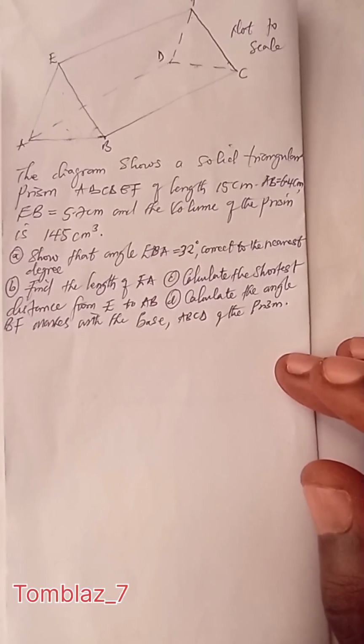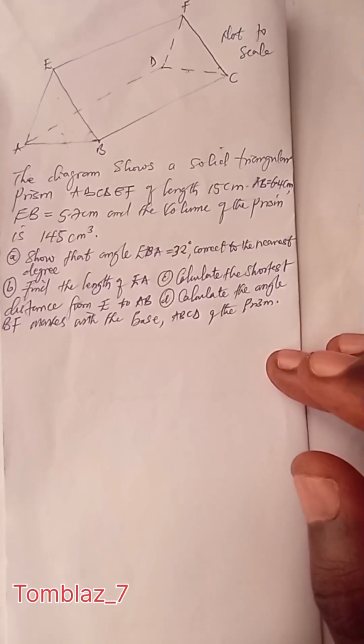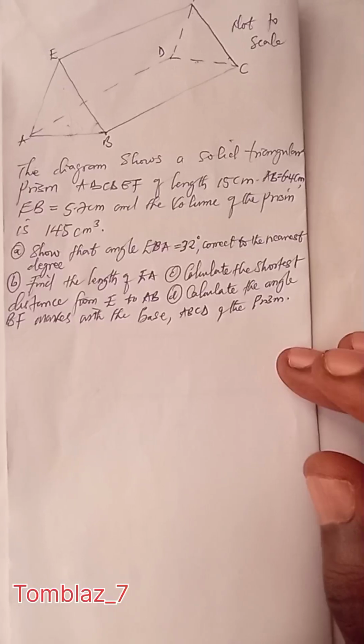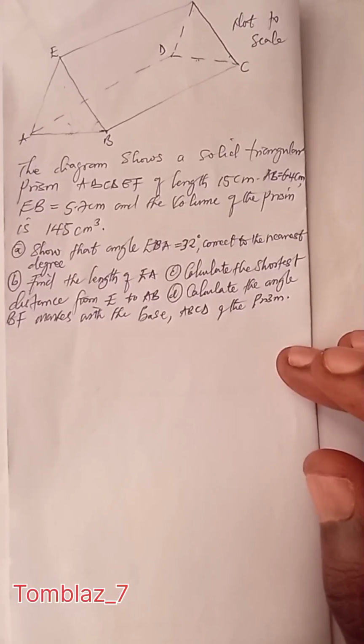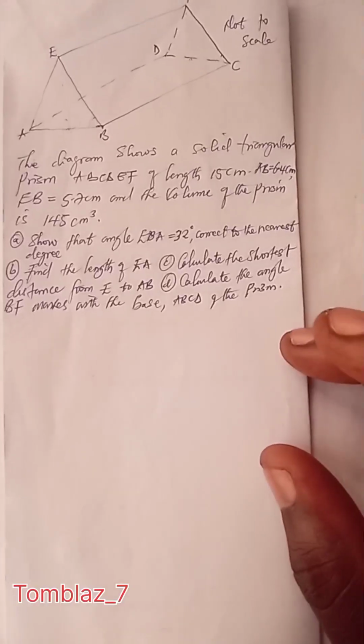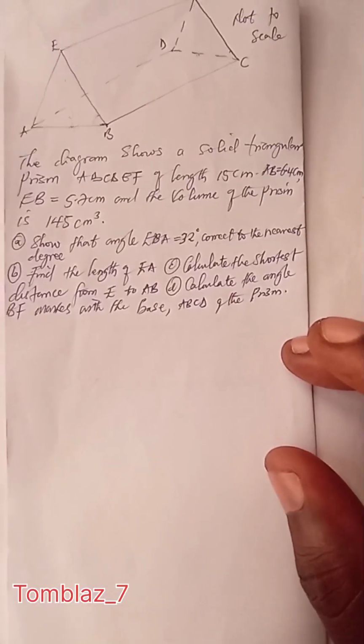And B says find the length of EA. C says calculate the shortest distance from E to AB. And the last says calculate the angle BF makes with the base ABCD of the prism.